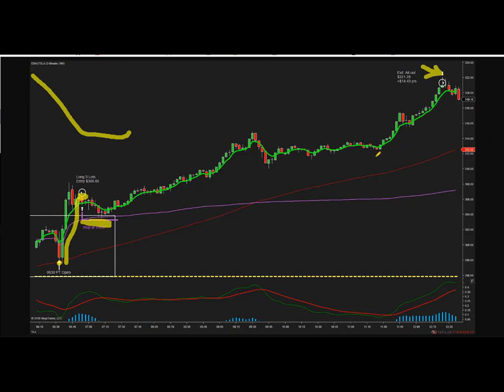I mean, how good is that? Just too sweet. That nice long low grind and the power of the VWAP.